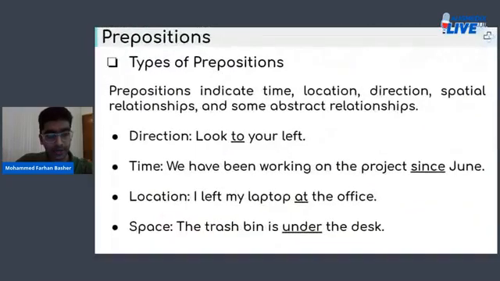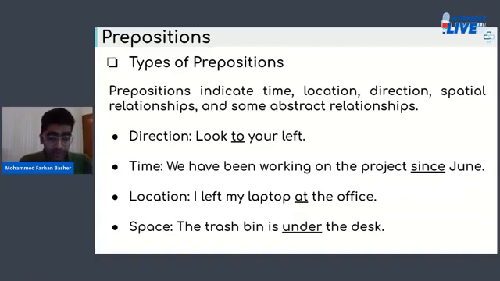Let's look at the types of prepositions. Prepositions indicate time, location, direction, spatial relationships, and also some abstract relationships. Direction: look to your left. To talk about a direction, you have to use prepositions. If you want someone to look to his or her left, you tell that person to look towards where: look to your left or look to your right. Here the preposition to is used to indicate direction.